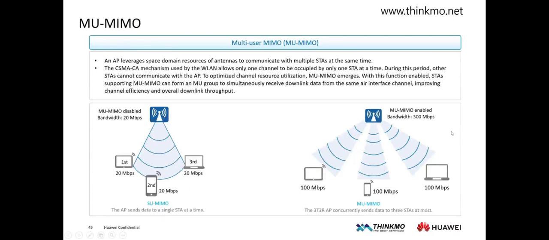Next, we have a technology called MU-MIMO. What kind of technology is it? It is an extension of MIMO technology that allows multiple devices to simultaneously communicate with a wireless access point, AP, thereby improving the efficiency and throughput of the wireless network. In traditional MIMO, data transmission can only occur with one device at a time, whereas MU-MIMO can support multiple terminal devices transmitting data simultaneously, thus enhancing bandwidth utilization.